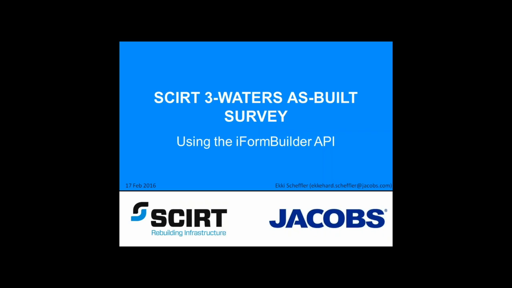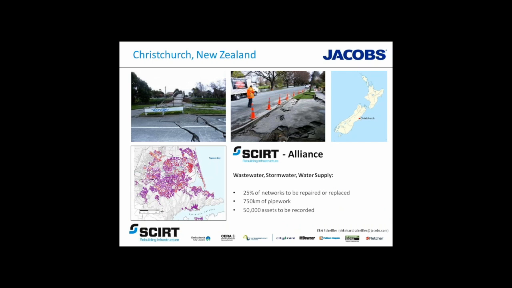SCIRT was put together after the earthquakes that happened in 2011 in Christchurch, which destroyed vast parts of the city, as well as all the underground networks: wastewater, stormwater, water supply, roads, bridges, etc. Here are just a few example pictures. You can see on the map in the left-hand corner all the networks that were affected or damaged during those earthquakes.